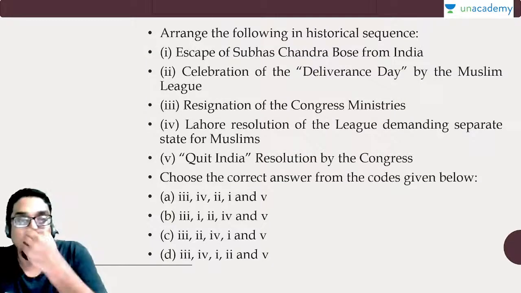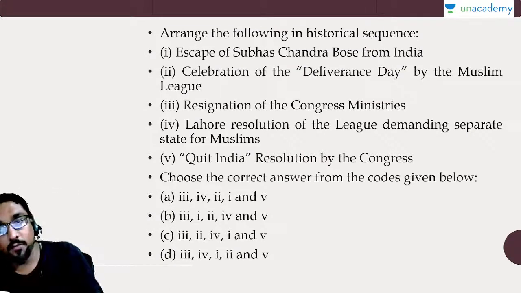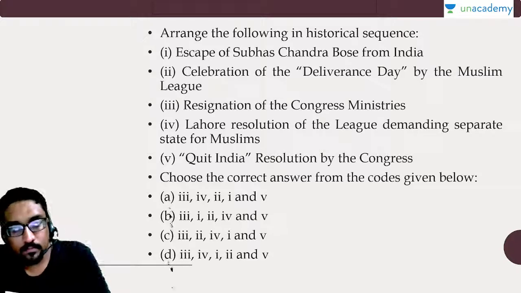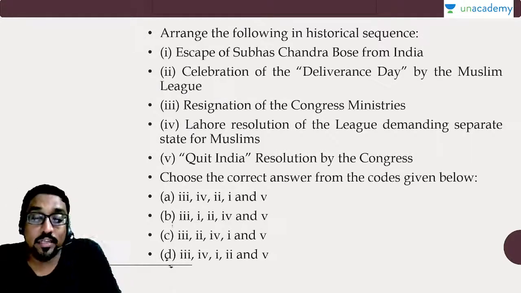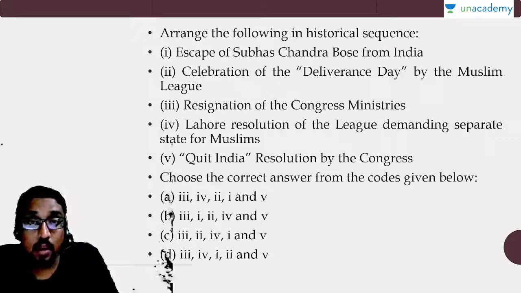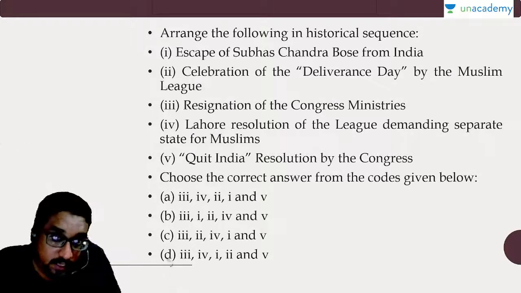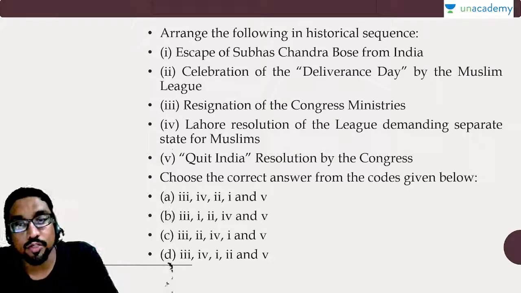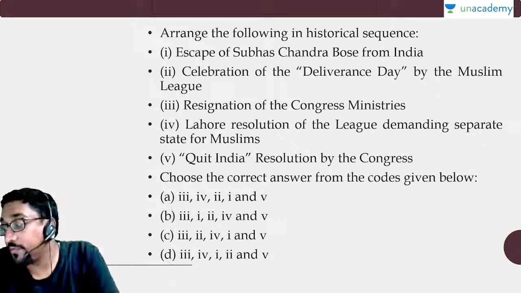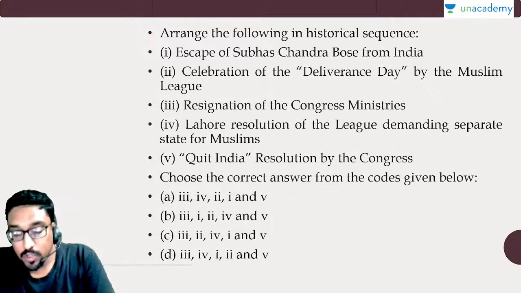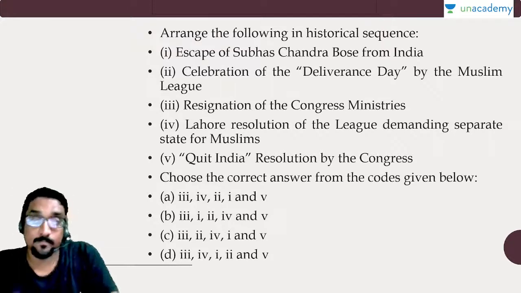Next question for the day. Arrange the following in historical sequence. Escape of Subhas Chandra Bose from India. Celebration of the Deliverance Day by the Muslim League. Resignation of Congress Ministries. Lahore resolution of the League demanding separate state for Muslims. And Quit India resolution by the Congress. Choose the correct answer from the codes given below. Your time starts now. I'll give you a minute to answer this question.